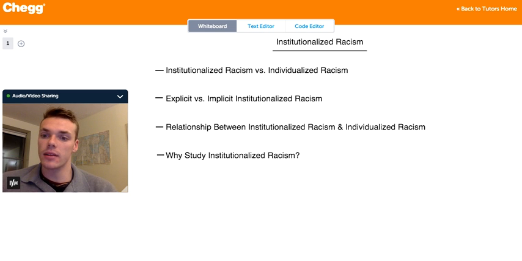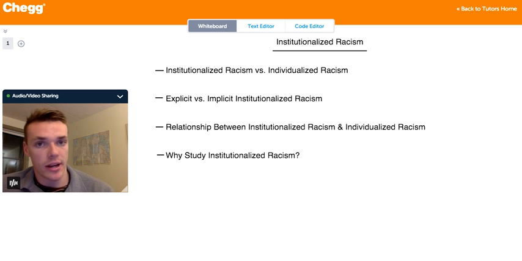Lastly, an example of implicit institutionalized racism could be mass incarceration of African American men. Michelle Alexander, in her book, The New Jim Crow, talks extensively about this, and she states that all of the data, the current data, does not show that African Americans commit more crime. In fact, crimes are mostly committed by white males. However, if you look at the racial makeup of the United States prisons, they are predominantly African American.